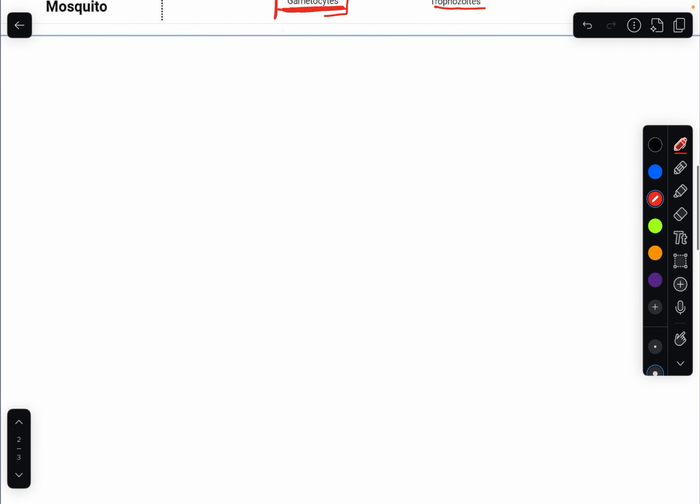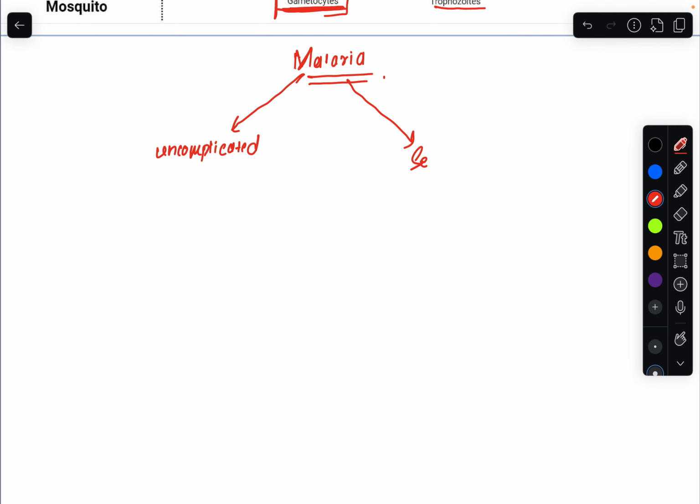So after briefly discussing the parasite, vector, and the life cycle, now we deep dive into the clinical features. We divide malaria into two types on the basis of severity. One is known as uncomplicated, the other is known as severe malaria. What are the features which differentiate uncomplicated malaria, and what are the features of severe malaria?